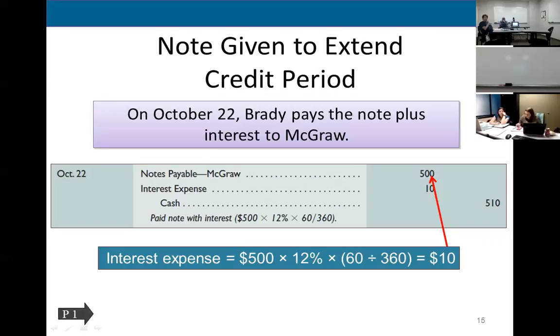If you look at the interest expense, I'll point out $500 multiplied by 12% multiplied by 60 divided by 360. If in your homework, since this is presented to you using 360, I would suggest you use that if trying to calculate a specific daily amount of interest. If you find that answer is not correct, try it with 365.